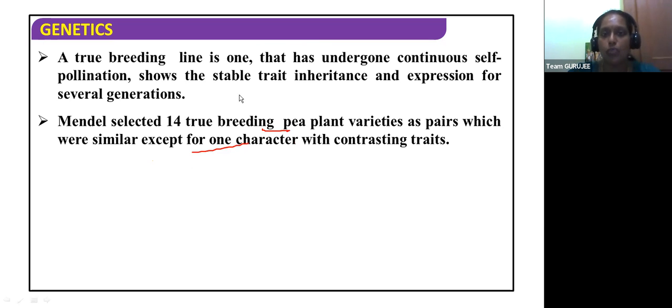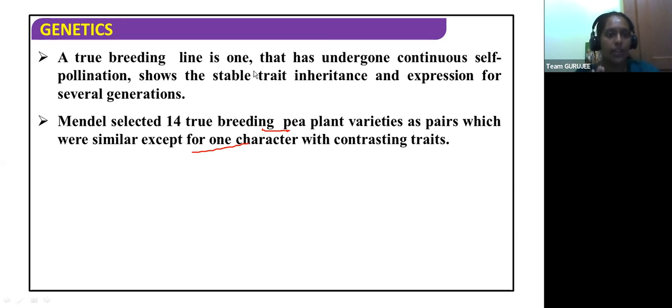A true breeding line is one that has undergone continuous self-pollination. We say self-pollination leads to inbreeding depression. So these kinds of plants are ones which have undergone only self-pollination all of the time. Yes, homozygous. It shows stable trait inheritance and expression for several generations. So generation after generation, they would have been producing the same kind of flowers, same fruits, same taste, everything the same. So true breeding is one that has undergone continuous self-pollination.